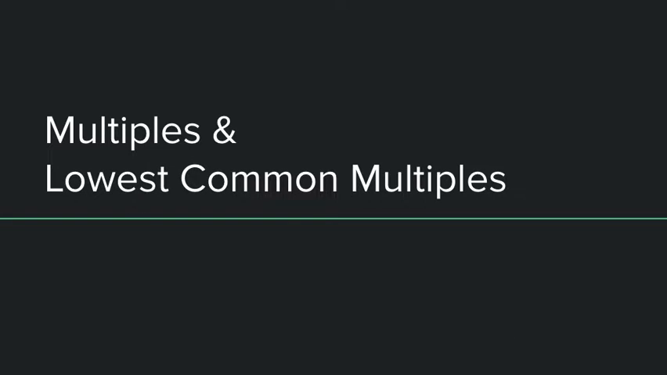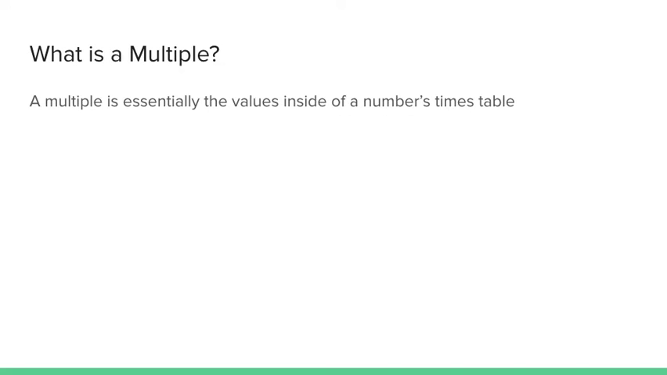Now let's get started by defining what a multiple is. A multiple is essentially the values inside of a number's times table. Now that might sound really wordy and complicated to you, but it's really not. If I show you an example right now, it's totally going to make sense and you're going to understand it.